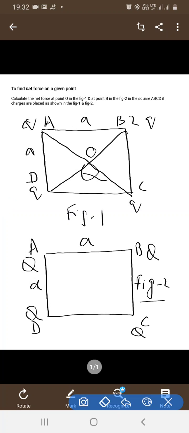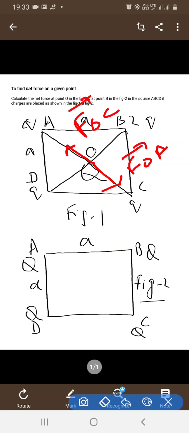for this one we have to first draw the direction of forces. So force at O due to charge plus Q at A is a repulsive force, so the direction will be here, vector FOA. Force at O due to charge at C, again repulsive force, so away and along OA. So direction will be vector FOC. Now these two forces are acting in opposite direction and magnitude also equal.